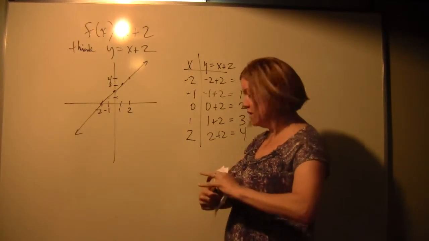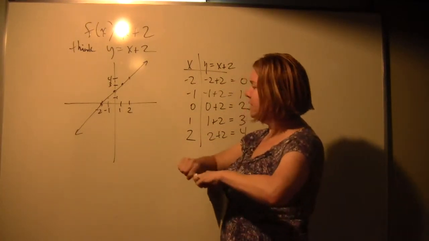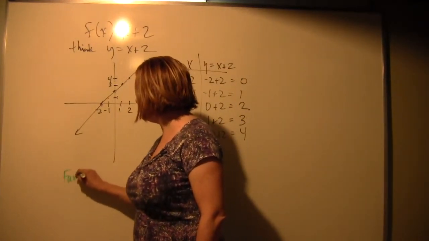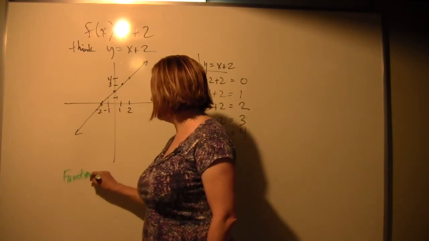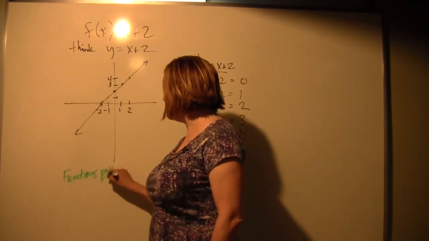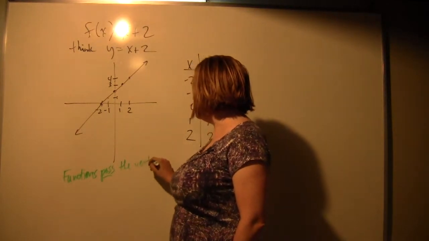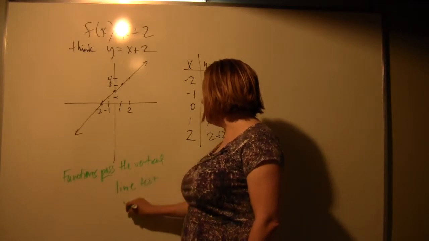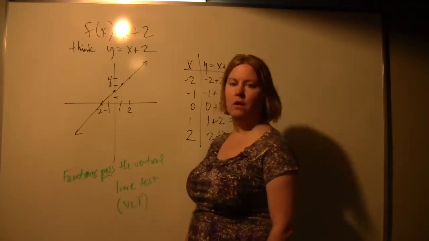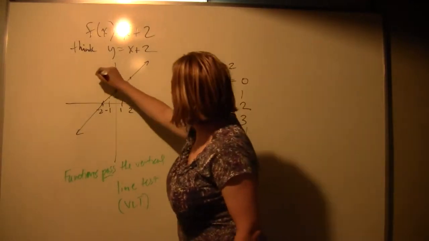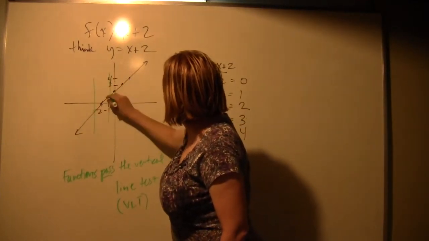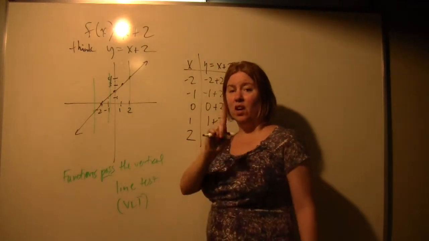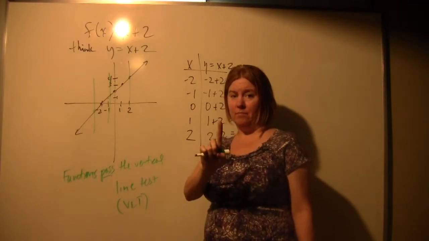The other reason, and we're going to talk about this, is it passes the vertical line test. So functions pass the vertical line test, or VLT. Okay, what that says is that if you make a vertical line anywhere along the graph, it will pass through the graph only one time.